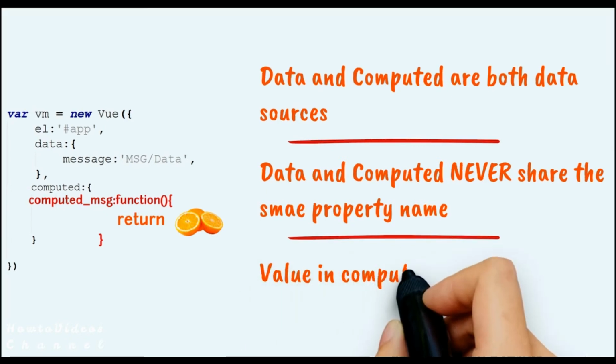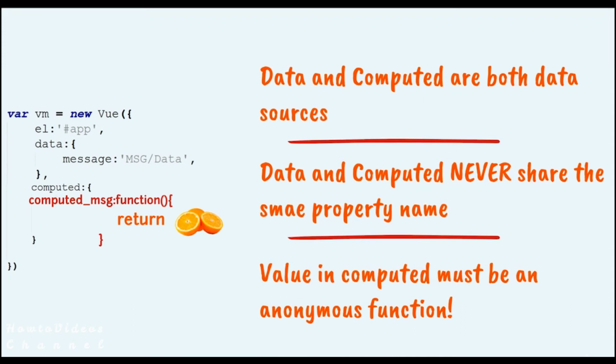The value used in computed must be an anonymous function. No wiggle room here. You cannot assign any direct value to any properties in computed. Even if you just want to assign a simple value like 123, you must return 123 in an anonymous function. Take a photo of the screen. Make sure you memorize it.